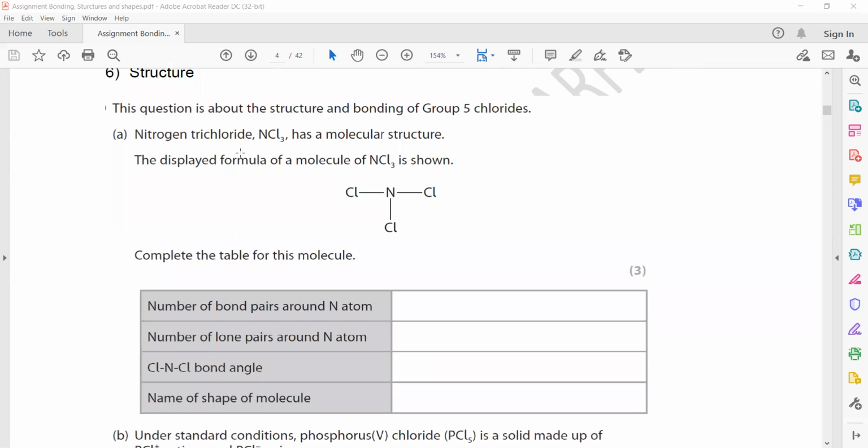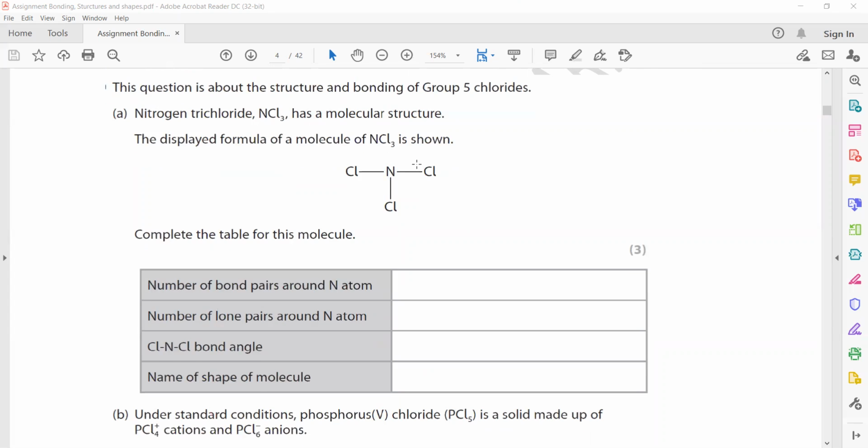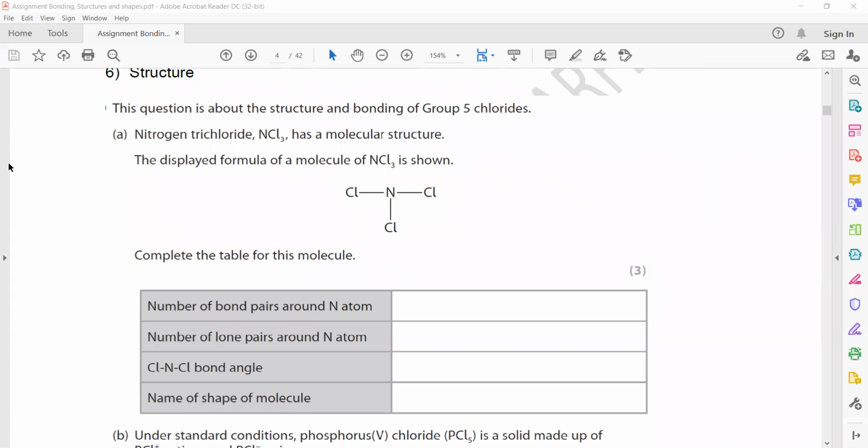Next, question 6, which is a structure question. This question is about the structure and bonding of group 5 chlorides. Nitrogen trichloride has a molecular structure, and the displayed formula is shown. Complete the number of bond pairs. Nitrogen belongs to group 5, so it will share 3 electrons. When we show the dot and cross diagram, this is how it will appear.